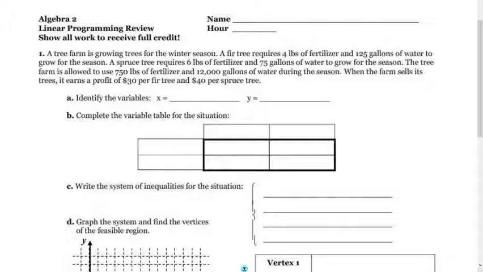So when I read these problems, I think to myself, what am I selling? What am I trying to make a profit off of? So I usually move to the end and read this one. The farm sells trees. So that is how I know that my X and Y are going to be my trees. So a fir tree and a spruce tree. So I'm going to write that here.